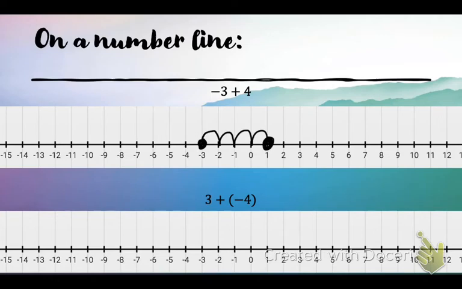For the second one, I start at positive 3. And then just like last time, adding means to go to the right, but the negative means to do the opposite. So I'm going to go to the left 4. 1, 2, 3, 4. So my answer is negative 1. Okay, and again, subtract and keep the sign of the larger number. So that's why it's negative 1.